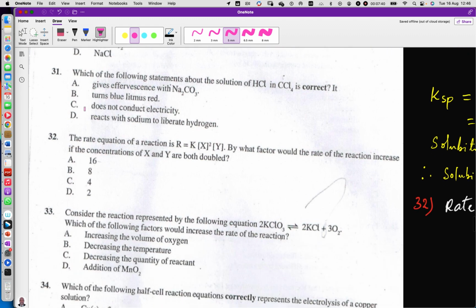Okay, question number 31. Which of the following statements about the solution of hydrogen chloride in tetrachloromethane is correct? Hydrogen chloride in tetrachloromethane.